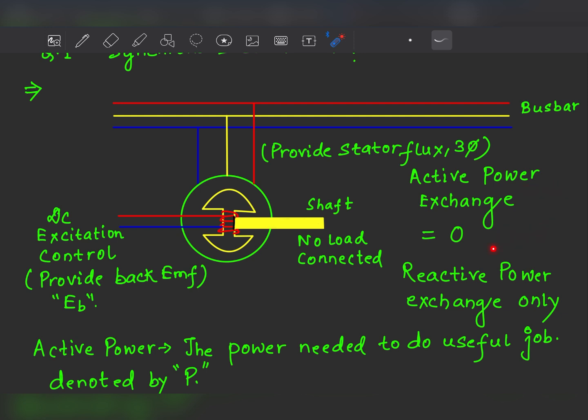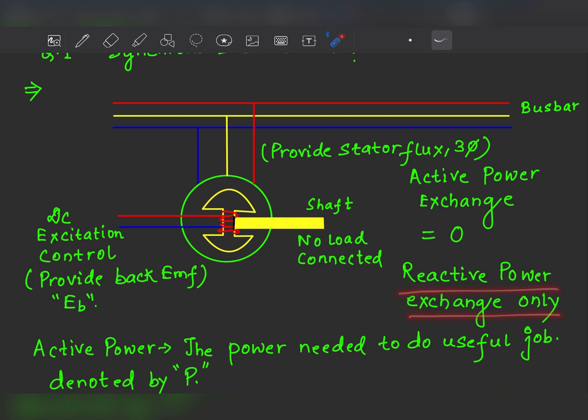Why is active power exchange 0? Because we are not taking this power by any mechanical means. This is mechanical power generated from the motor, but we are not connecting it anywhere, like a pump or anything. We are running it without any load. So no load is connected, and here no active power exchange is there. Only reactive power we are exchanging, because it's connected directly to the bus bar. So we are exchanging only reactive power.